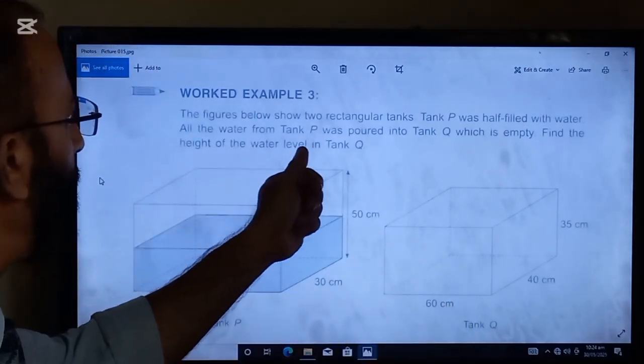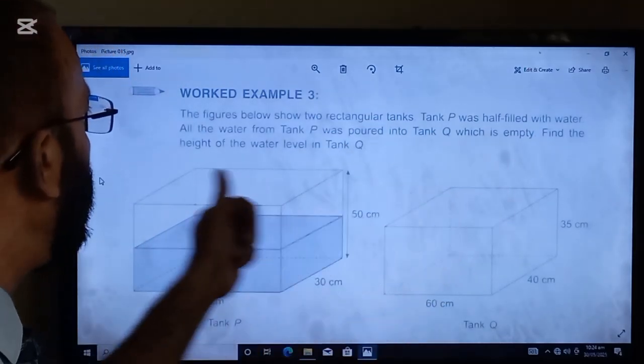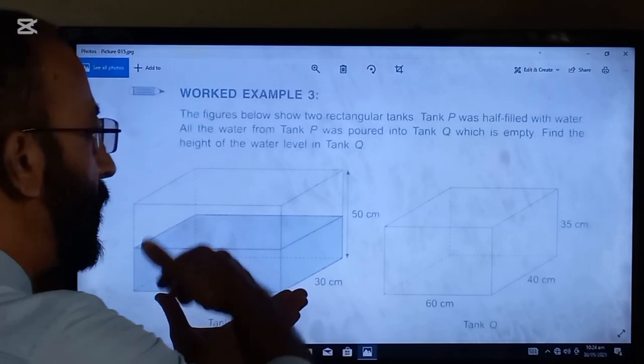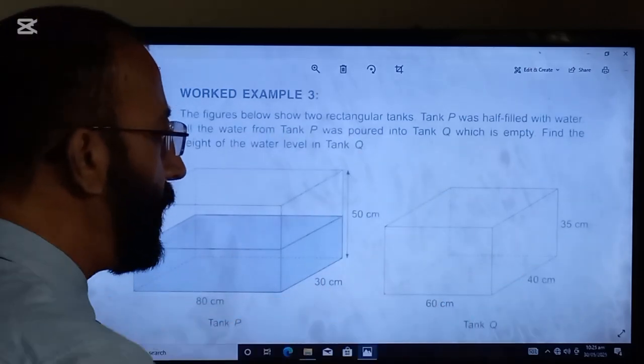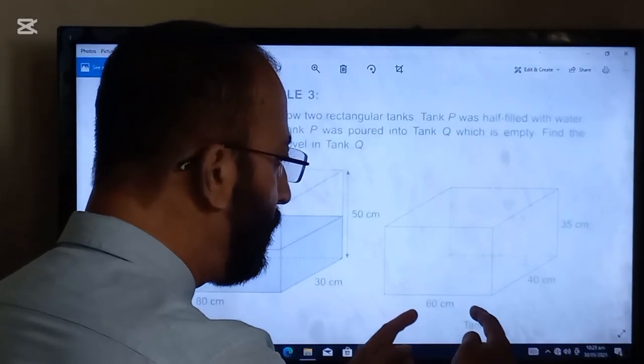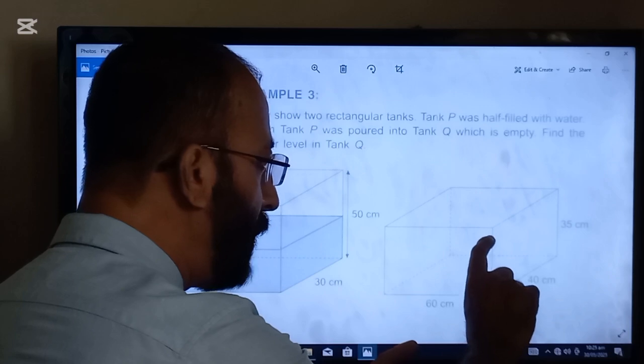All the water from tank P was poured into tank Q, which is empty. Find the height of the water level in the tank. So we know the volume which is going to be poured into tank Q. The dimensions of the base, that is length and breadth, are given. Only the height of the water will be required.